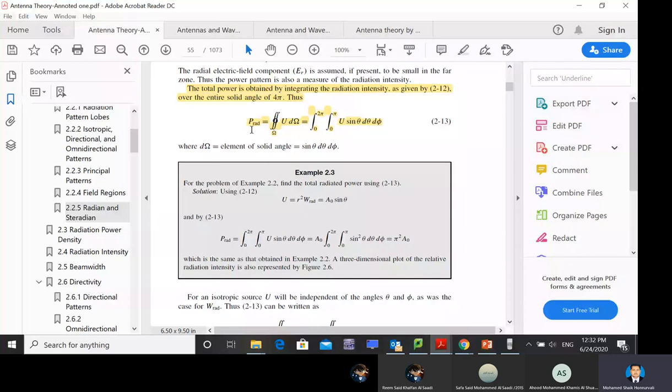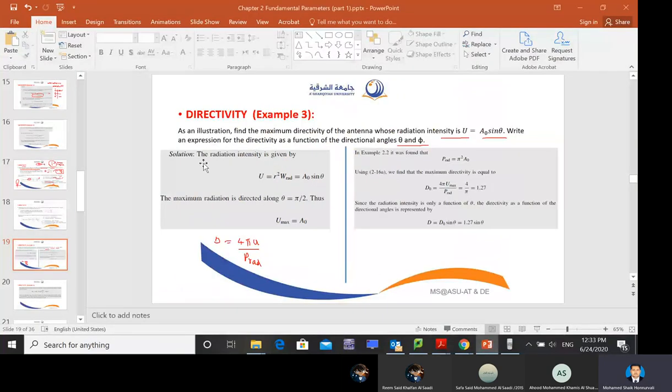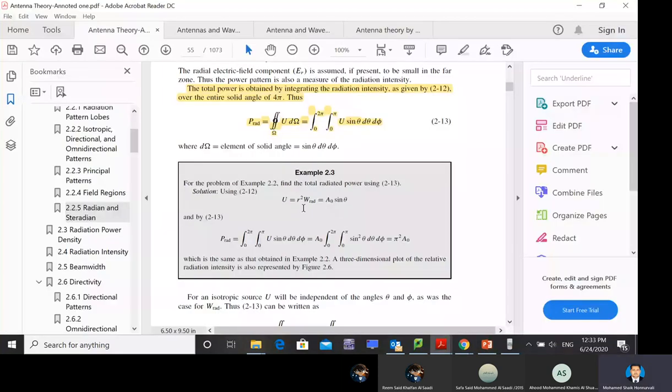If I want to calculate the P radiated for this one, I have to substitute all of them. U equals R squared times the radiated power density, and this is equal to A naught sine theta, right? So you will substitute A naught sine theta for U in this equation, because this value is given in the question. So substitute A naught sine theta in place of U here.